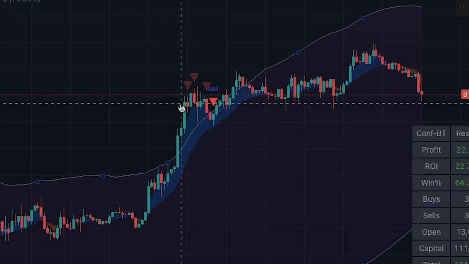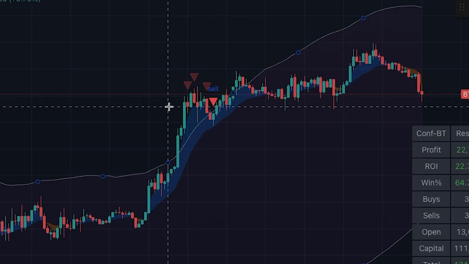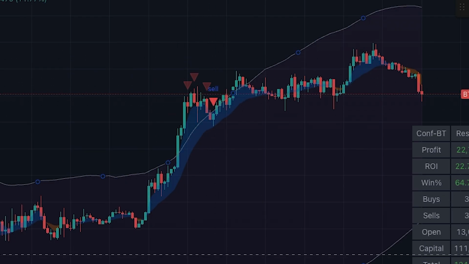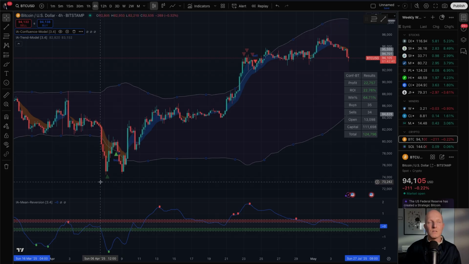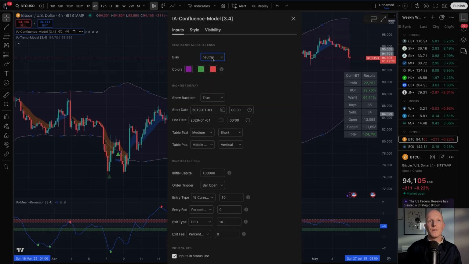And when a lot of them are firing, but it's not quite time, you get these more transparent sell signals or transparent buy signals. And those are just letting you know that, hey, we're getting close, but it's not quite time yet. So let's go into the settings. And here you can change your bias. So this impacts the cloud and the number of buy and sell signals you'll get.